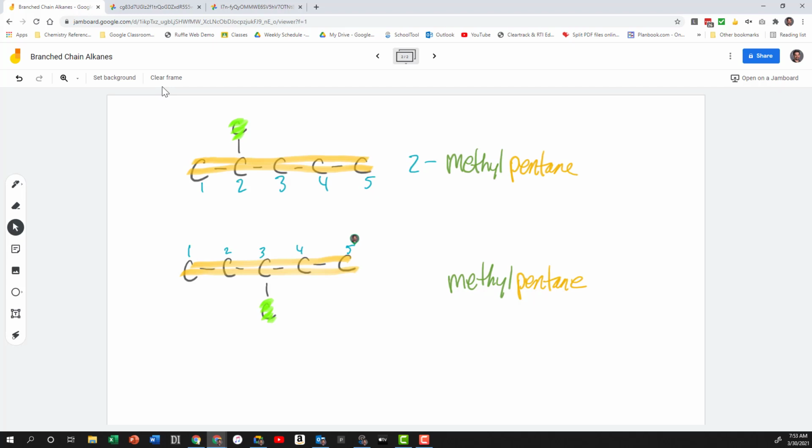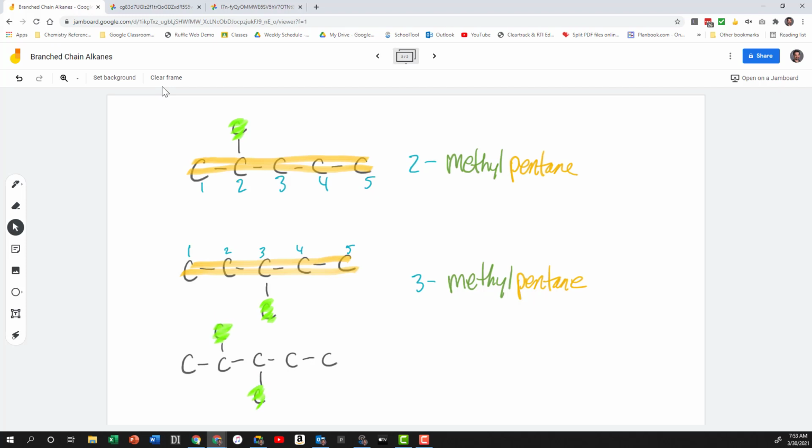This is 3-methylpentane. Okay? Now it's possible to have even more side chains, or side chains on 2 things. So watch this. I could go like this. So now I've actually got 2 side chains. One a methyl up here, and another methyl over here.